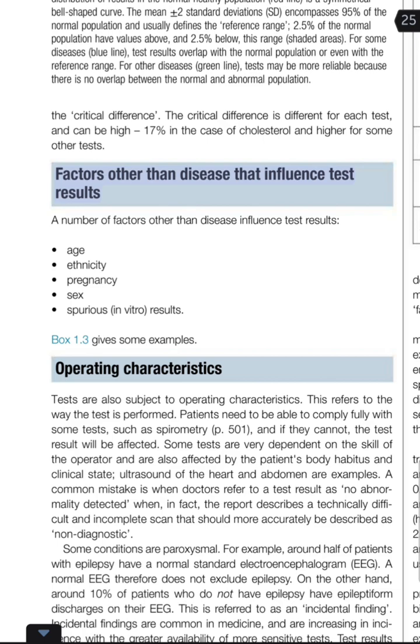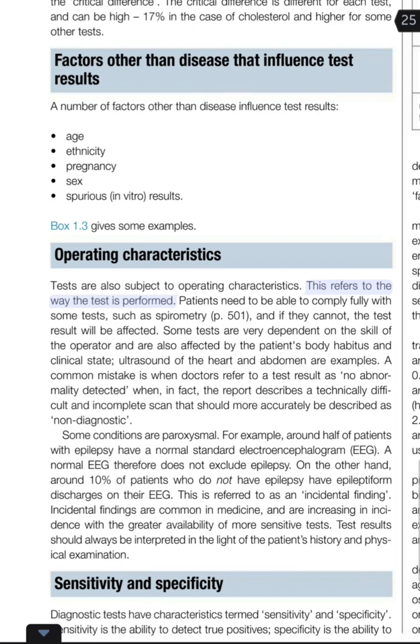Factors other than disease that influence test results. A number of factors other than disease influence test results: age, ethnicity, pregnancy, sex, spurious in vitro results. Box 1.3 gives some examples. Operating characteristics. Tests are also subject to operating characteristics. This refers to the way the test is performed.